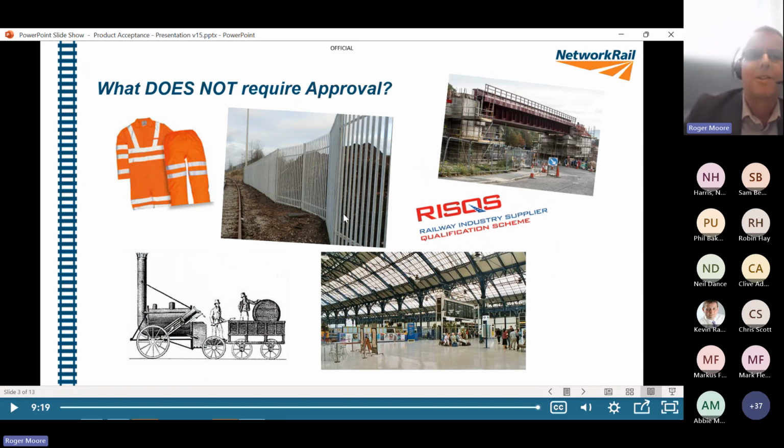Probably more interesting to a lot of people is what falls outside the scope of the process. This gives a bit of an overview of that. So low risk items such as PPE and boundary fences fall outside the process. Civils assets fall outside the process because they're approved via the Network Rail Civils Design process, and there's a suite of standards that look after that.